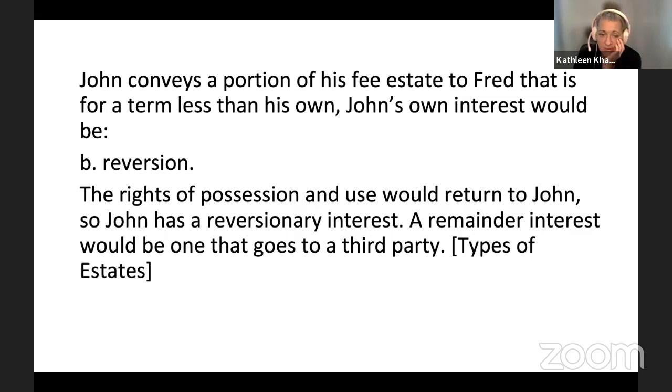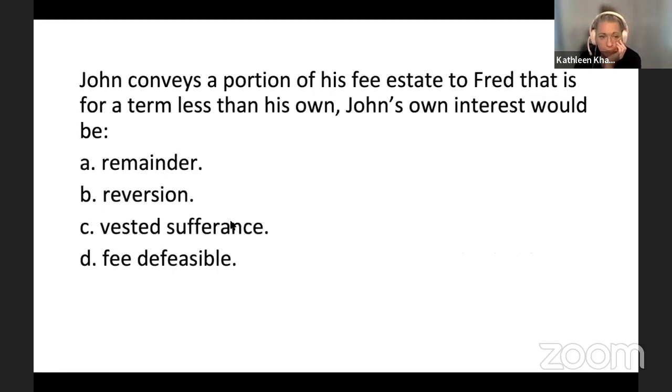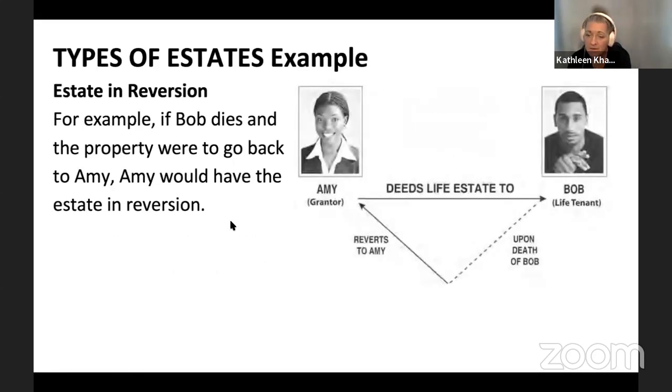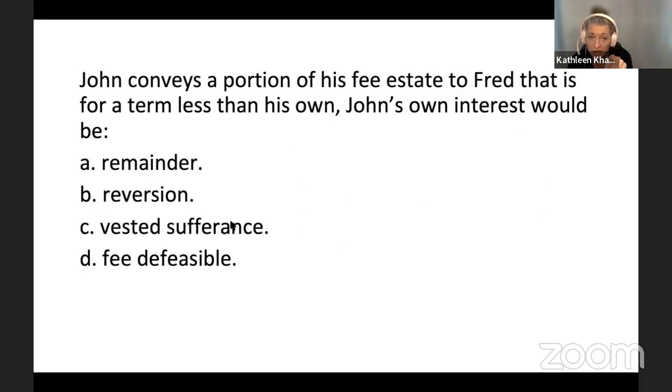And the reason this is important is if you talk about reversionary, let's go back for just a moment. Amy gave the property to Bob, but once he dies, it goes in reverse. Reversionary. If it's just between Bob and Amy, Amy's the grantor, Bob is the life tenant. It goes in reverse. It's reversionary. So when we look here, John conveys a portion of his fee estate to Fred that is for a term less than his own. If this question had anybody else in the conversation, we would know it was more than just reversing back to John.